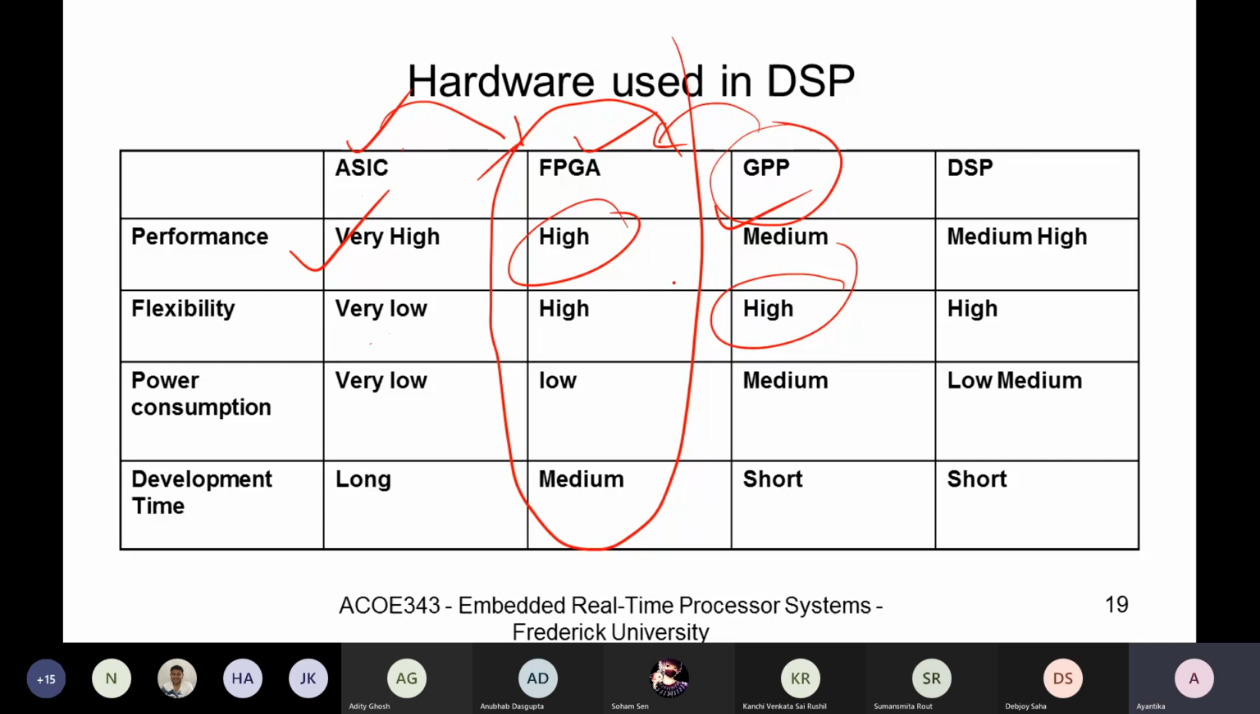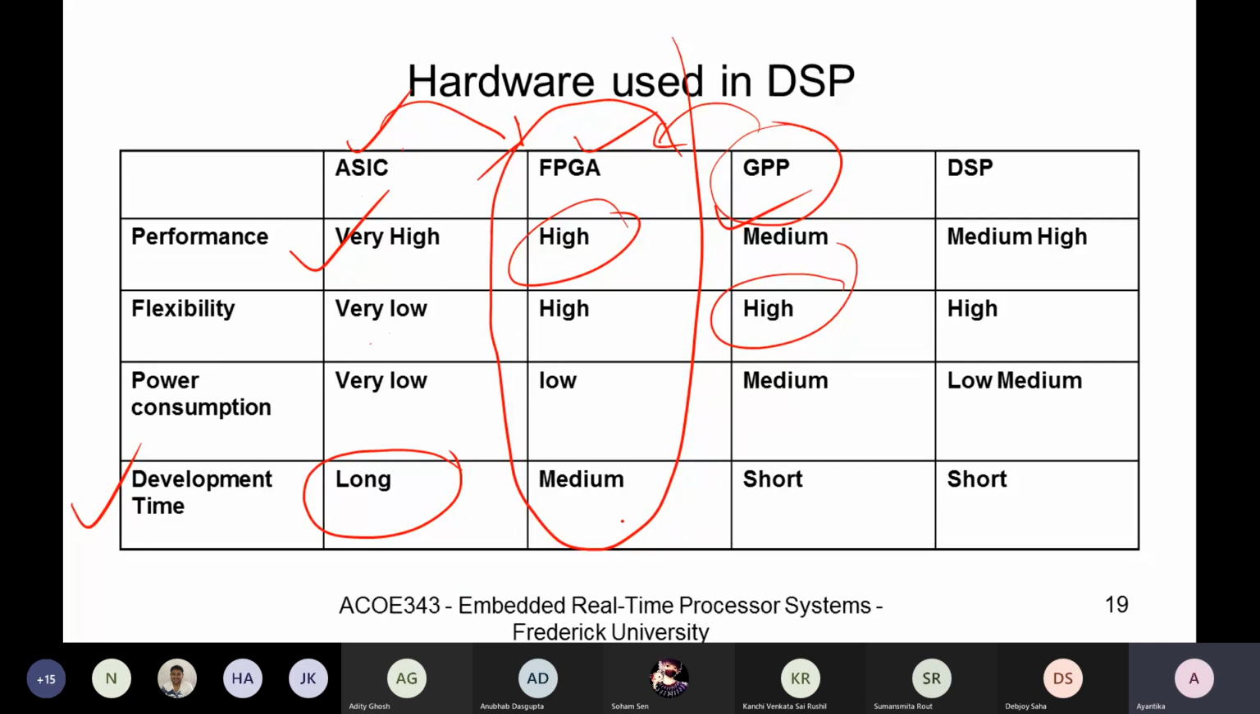Steps you have to follow for the FPGA implementation, and that is a bit costly. Not so easy. That's why it is shown here. On the other hand, if you go to the development time, it is long, because for this one application you are doing everything. You are first modeling it, then implementing it, then fabricating it. So the whole development time is very high.